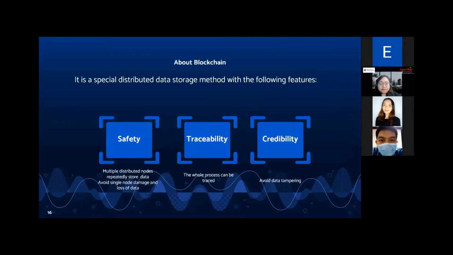Next, we integrated blockchain with GIS, resulting in GeoBlockchain. Blockchain is a special data storage method with the following features: safety, traceability, and credibility.